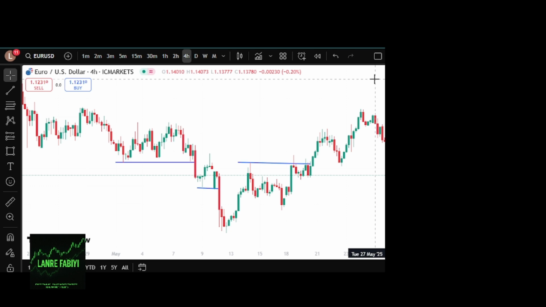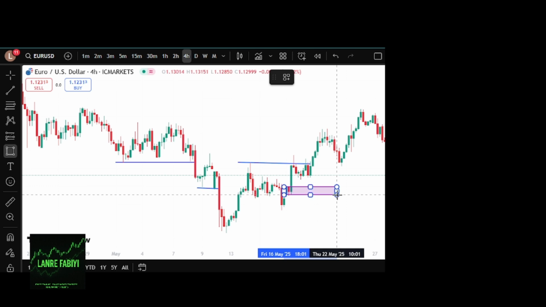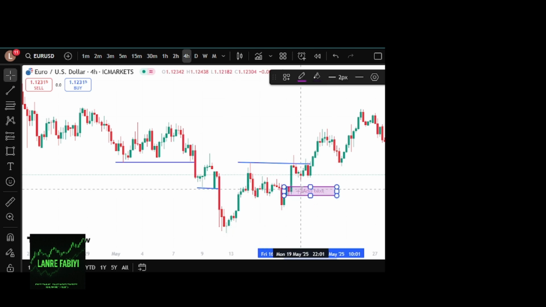There must be break of structure. There must be what? There must be break of structure. And when there's break of structure, then you now look for order block that has what? Like look at this place now. I have an order block here. In fact, this is the order block that creates this break of structure.